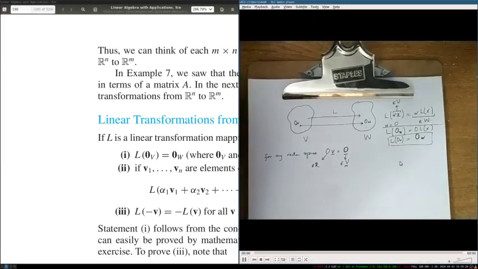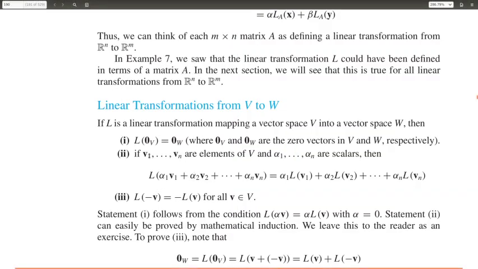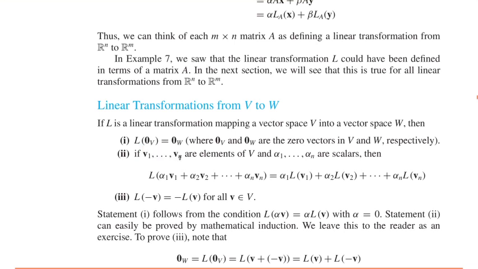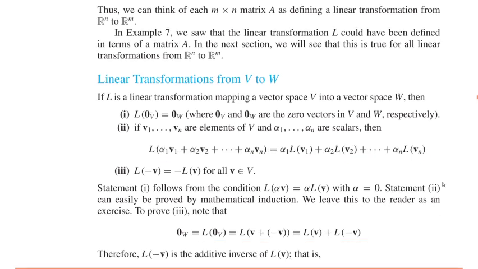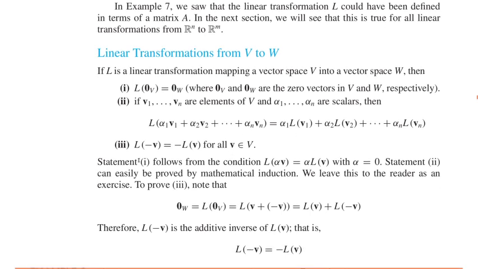That's the first property. The second property is that if you have these vectors in V and alphas are your scalars, then the linear combinations will stay a linear combination. That's something that we've already discussed. And finally, if you have negative of V, then it just goes outside. This is easy to prove, you can just prove it using alpha equals -1. But what's important to notice here is that negative of V is the additive inverse.